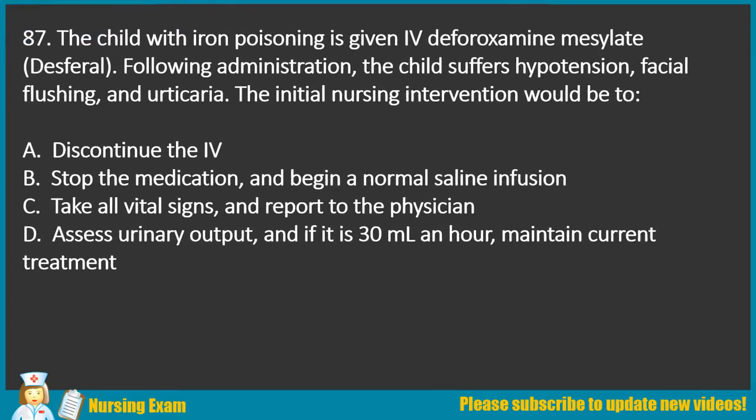Question 87. The child with iron poisoning is given deferoxamine mesylate, Desferal. Following administration, the child suffers hypotension, facial flushing, and urticaria. The initial nursing intervention would be to: A. Discontinue the IV. B. Stop the medication, and begin a normal saline infusion. C. Take all vital signs, and report to the physician. D. Assess urinary output, and if it is 30 ml an hour, maintain current treatment.